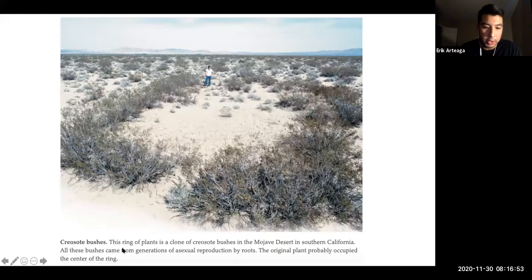Creosote bushes, this is a ring of plants, a clone of creosote bushes in the Mojave Desert. You see this area, these are all essentially genetically identical, right? These are all clones. They came from one single plant of origin, and then they're just growing or extending that way.